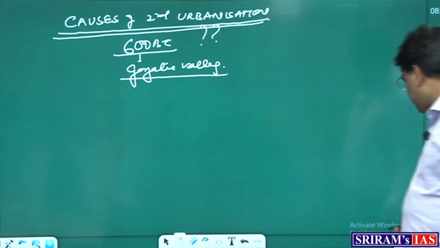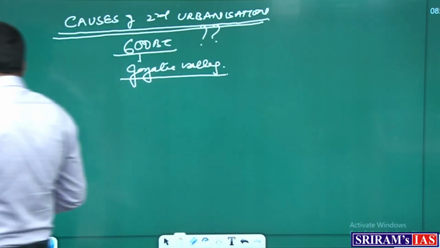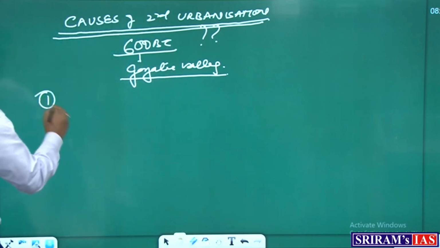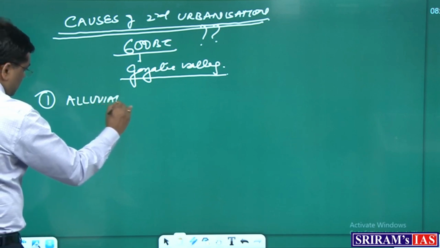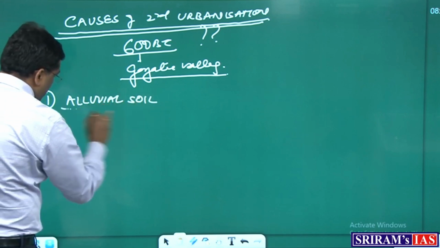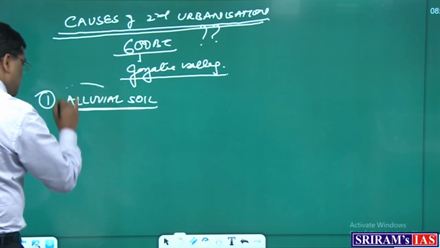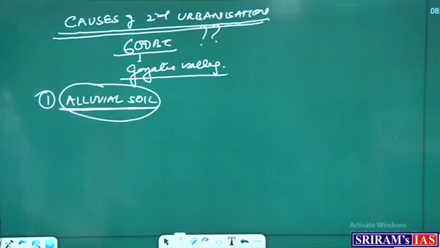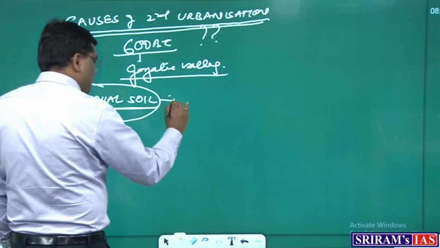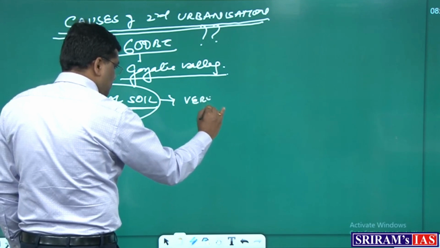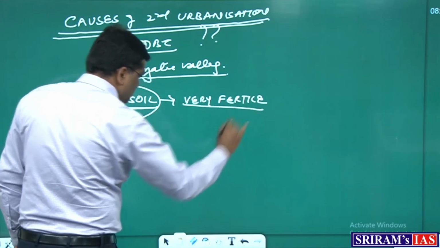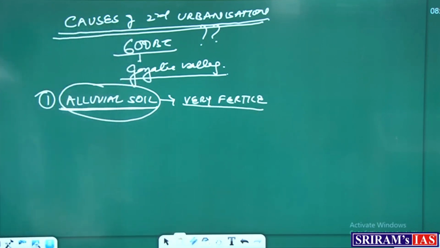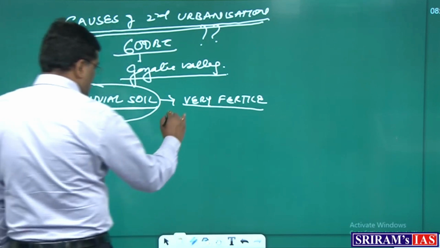So causes of the second urbanization, first is the alluvial soil of Gangetic Valley, which was very fertile. It helped in surplus production.